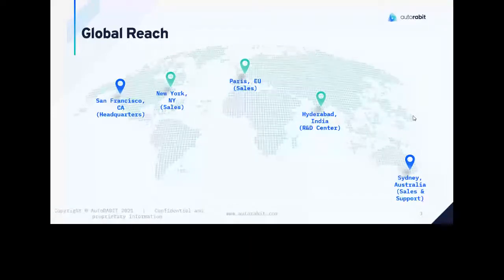You can see locations like Hyderabad, India, being one of the R&D or product management locations, along with San Francisco, and then salespeople across the US, Europe, as well as Australia. So we have clients globally, we have partners globally, and we work as a global team today. We have a team size of around 200 globally.